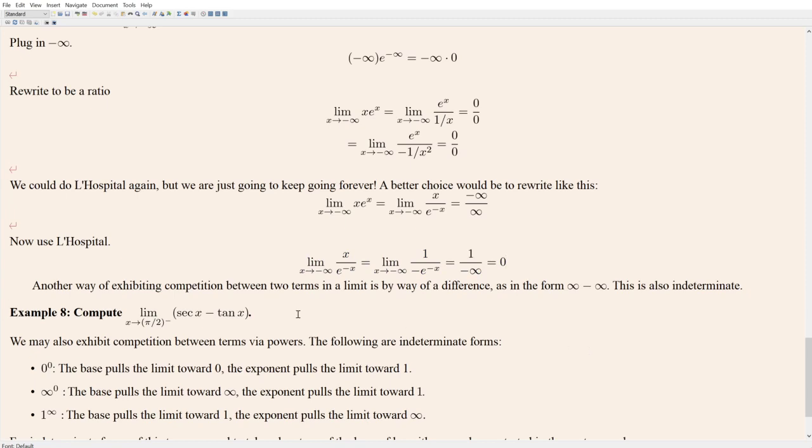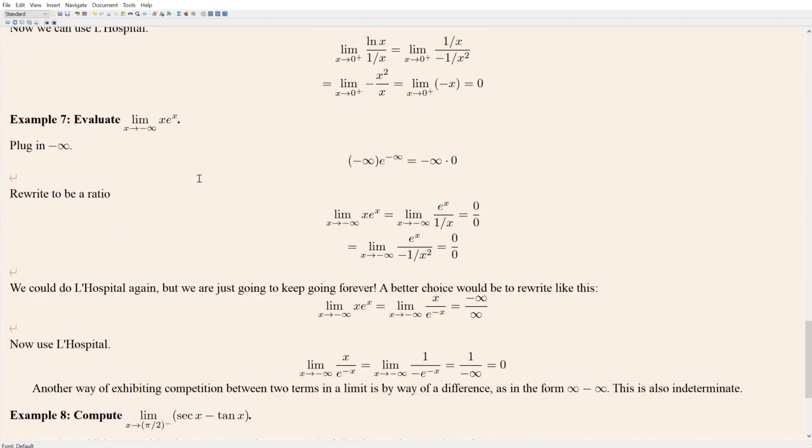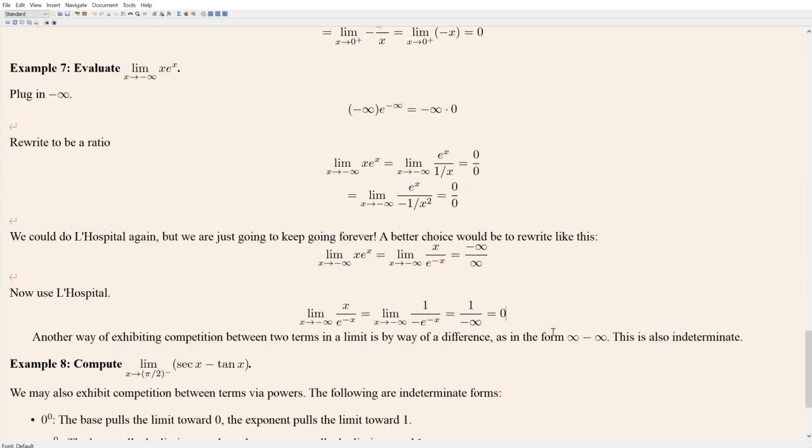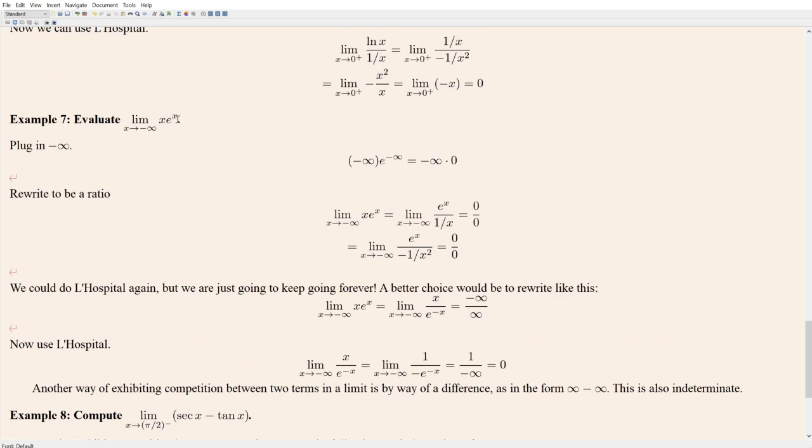It is 0. So one way that we could interpret this is that in the tug of war, x is trying to pull this thing to negative infinity. The exponential function is trying to pull it to 0. The final answer is 0, so that means the exponential function wins. So the exponential function is stronger than x.